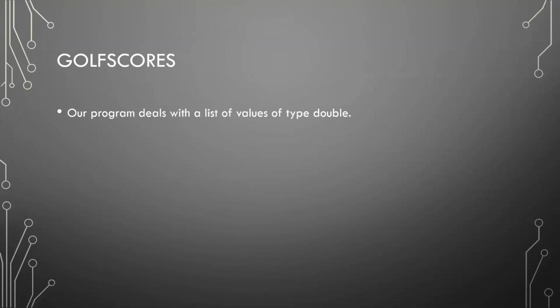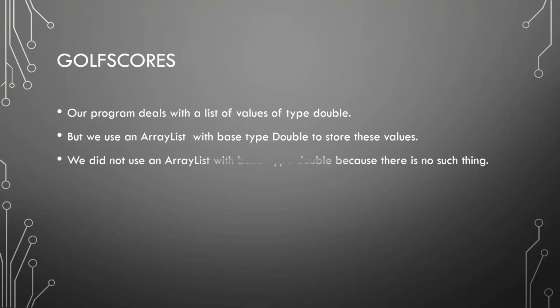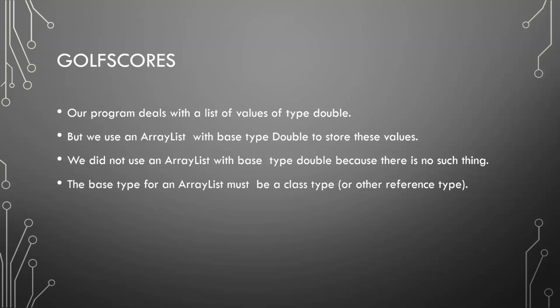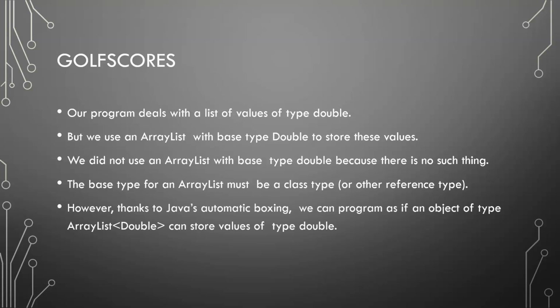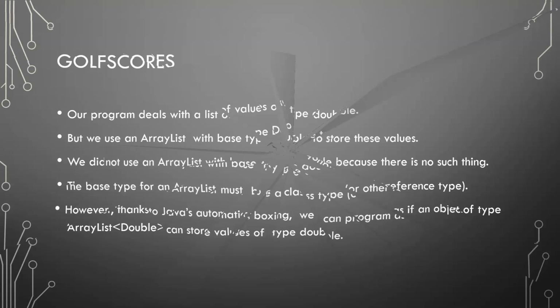So, our program GolfScores is going to deal with a list of values of type double. But we can use an ArrayList with base type Double, notice a capital D, so it's a wrapper class, to store these values. We did not use an ArrayList with base type double because, again, there's no such thing. You don't use primitive types with ArrayLists. The base type for an ArrayList must be a class type or some other reference type. However, thanks to Java's automatic boxing, we can program as if an object of type ArrayList<Double> can store the values of type double.